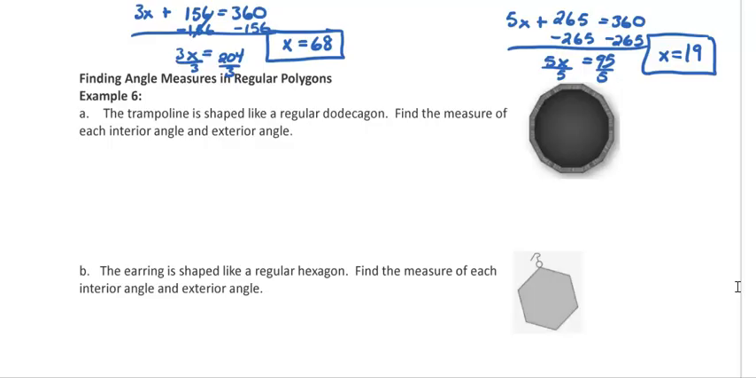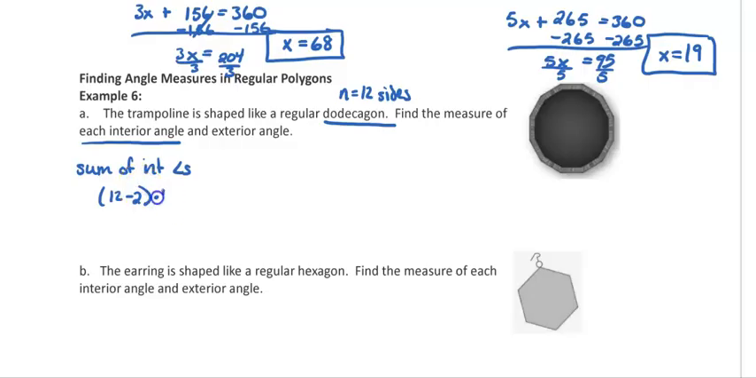Okay, so let's look at example 6. This trampoline is shaped like a regular dodecagon. Dodecagons have 12 sides. Find the measure of each interior angle. Well, let's start with the sum of the interior angles. If we plug in n minus 2 times 180, we find out the sum of interior angles is 1,800. That's the sum of all the angles.